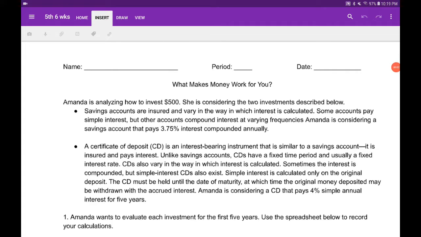Alrighty, QR. So here's our first lesson in our online class. I'm just going to talk about these two types of accounts, what makes money work for you. And basically what we're talking about is the introduction to investing with money.